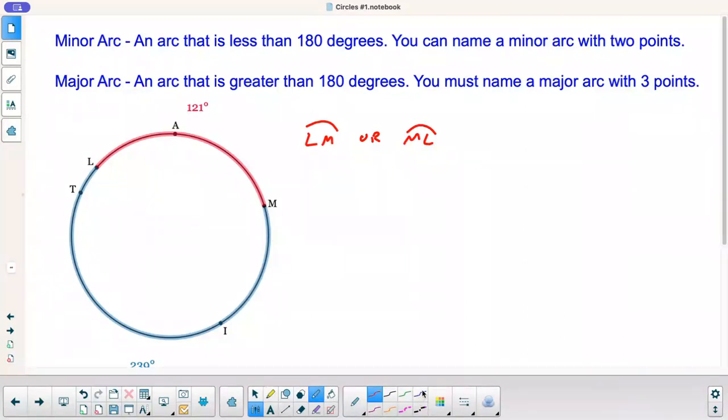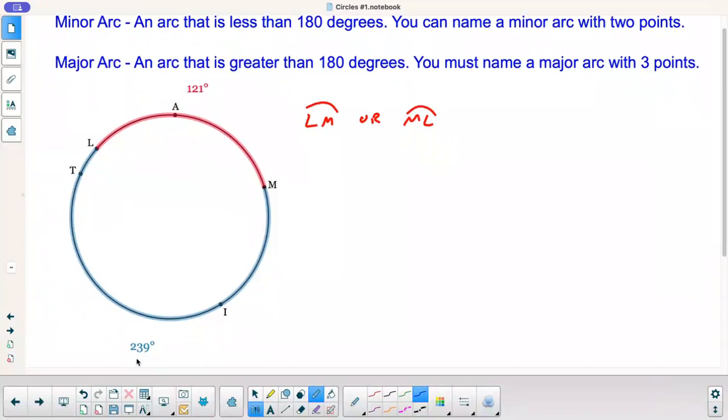Now the blue one is greater than 180. As you look here, it's 239. So we would call this, we need 3 points for a major arc. You must name a major arc with 3 points. So we're going to use L and M as the endpoints, but you need a point in the middle. So you could use T or I, either way. We call that LTM, or LIM. We could go the other way, MIL or MTL.